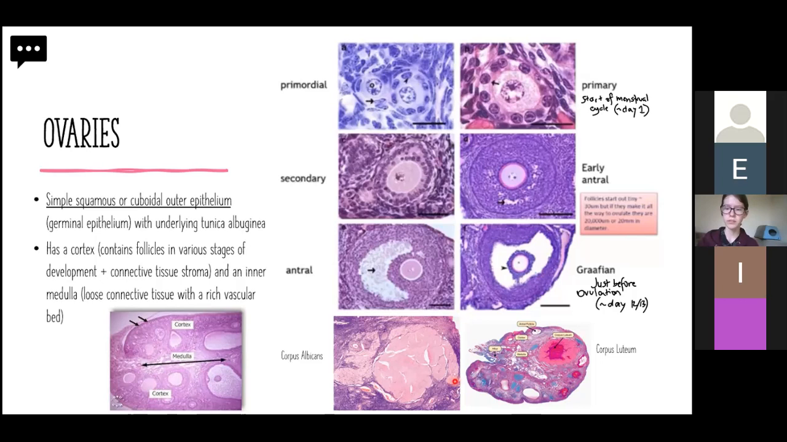If it all looks sort of the same color and it's all kind of big, that's probably your corpus albicans, which is the white scar left behind right at the end. And the stage before that is the corpus luteum, and that one will have the same sort of outside, all one color, but the inside will still be a different color. So it's just a way to differentiate the two. And those are your answers.